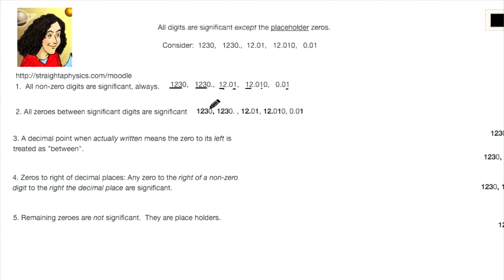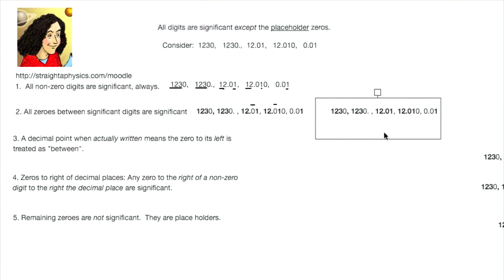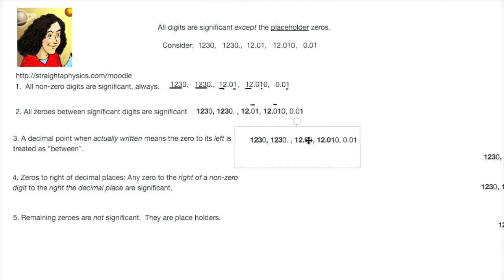So here's a 0. It's not between significant digits. It's just after the 3. There's nothing to its right. So far, it's not significant. Here's a 0. It's to the right of 3, but there's no digit to its right, so we're not going to mark that. This one's between a 1 and a 2, so the rule promotes this one to significant. Likewise, this one is between the 1 and the 2. This one, there's nothing significant to its left, so this one doesn't get promoted. So here we are. I've bolded the ones that are significant, and we'll go on to Rule 3.